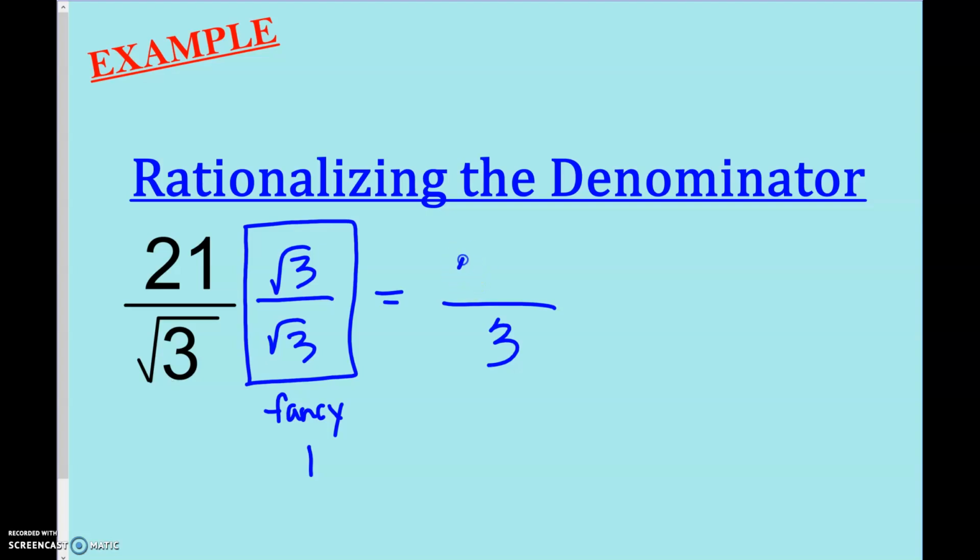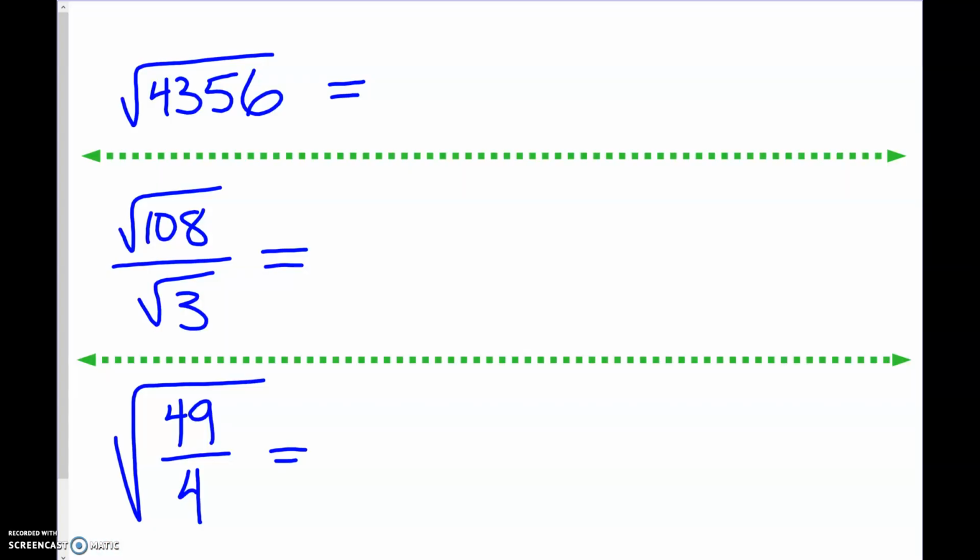And so on the top, we have 21 root 3. And then we always have to simplify. So 21 divided by 3 is 7. So this is 7 root 3. Okay, this is called rationalizing the denominator. All right, so this first one, I would just grab my calculator and say second square root 4356, and this answer is 66.